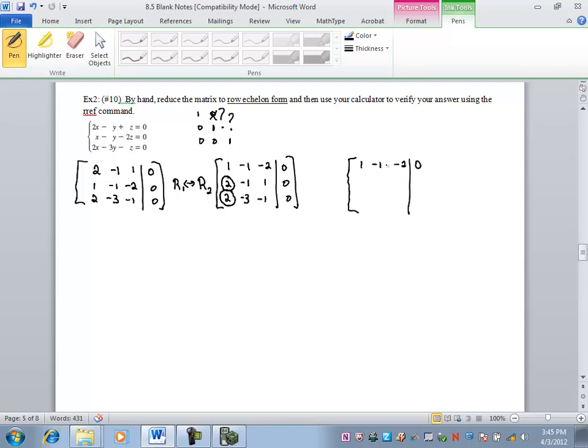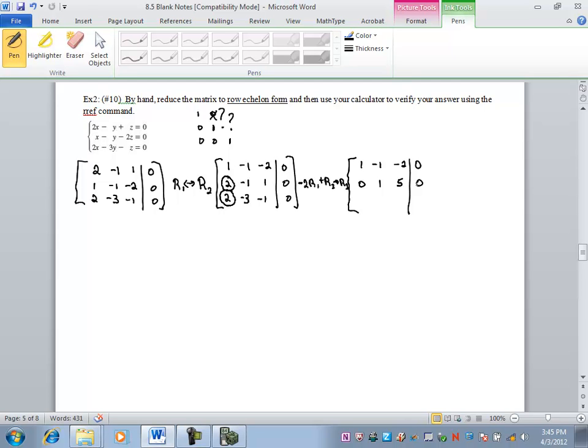Now my middle row, guys, I'm going to take negative 2, add it to row 1, and that's going to give me my new row 2. So negative 2 plus 2 is 0. Negative 2 times negative 1 is 2, minus 1, which is 1. Negative 2 times negative 2 is 4, plus 1 is 5. Negative 2 times 0 is 0, plus 0 is 0.